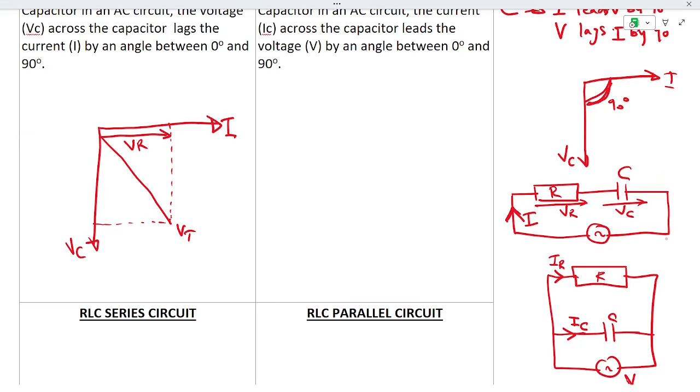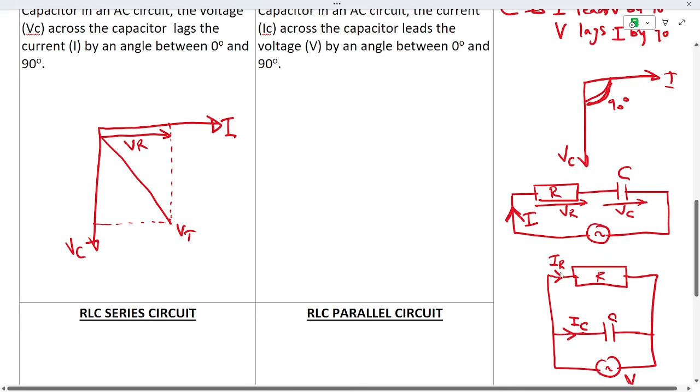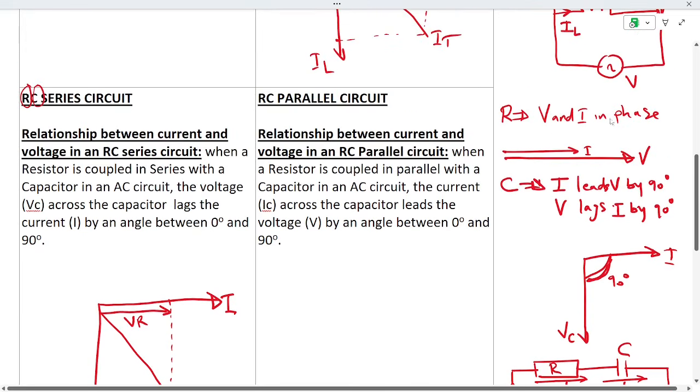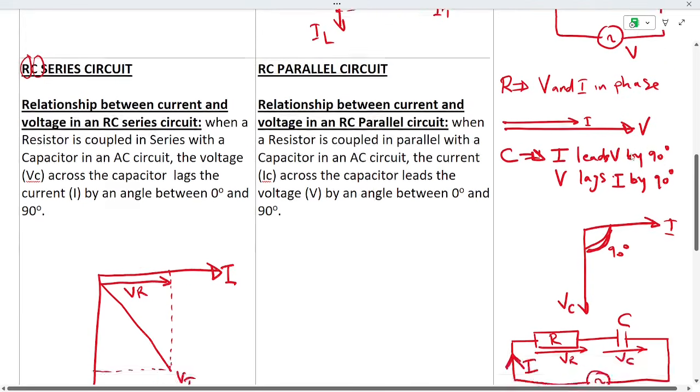If we go back to analyze the foundation that we laid there, we're going to notice that in a resistive circuit, how is the current in the resistor versus the voltage? In the resistor, the current is in phase with the voltage. That's what we get there.